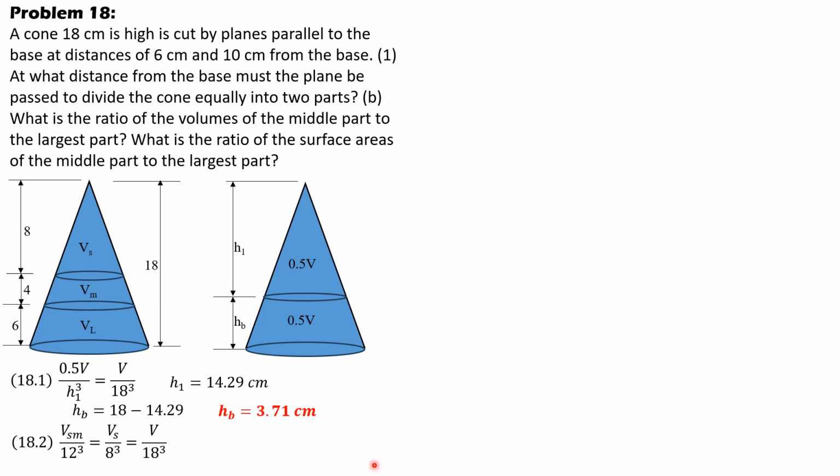So V sub SM is equal to 8 over 27 V. V sub S is equal to 64 over 729 V. The middle part is equal to V sub SM minus the smallest part. So V sub M equals V sub SM, 8 over 27 V, minus the smallest part, 64 over 729 V, and that is equal to 152 over 729 of V.